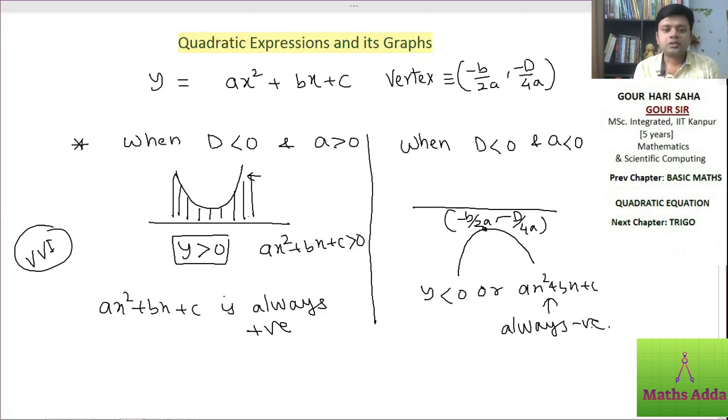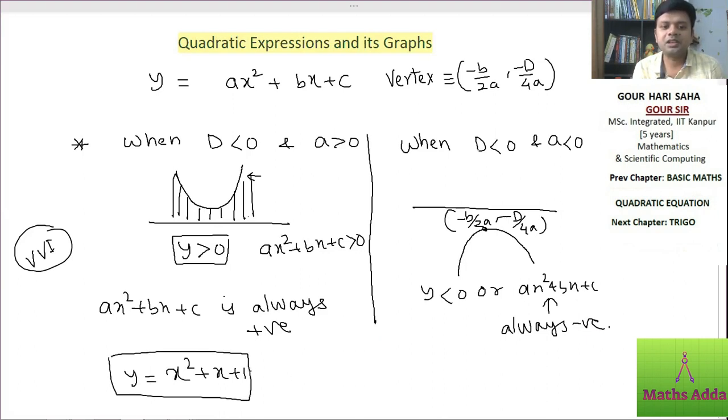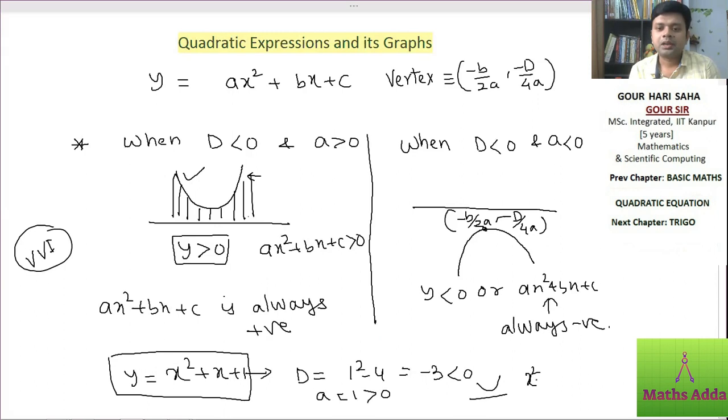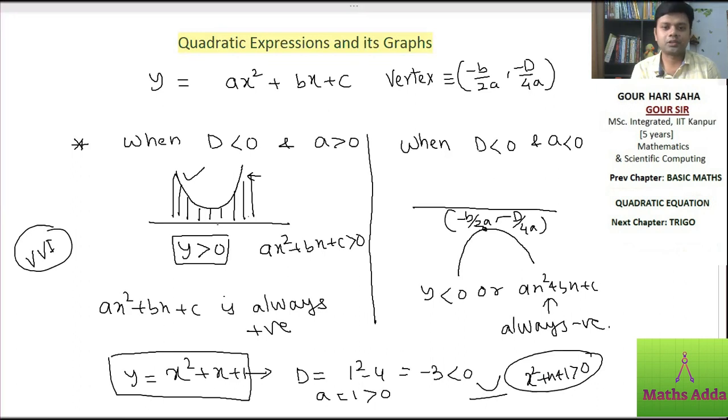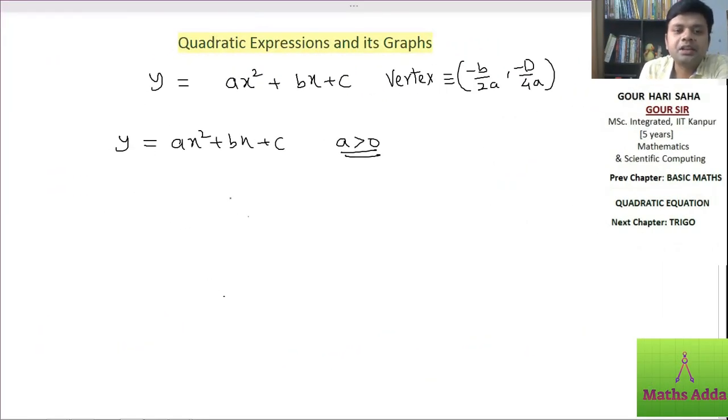So if I write here x square plus x plus 1, what do we know about this? What is d here? D is equal to b square, that is 1 square minus 4, that is equal to minus 3, less than 0. And what is a? A is 1, that is greater than 0. So d less than 0, a greater than 0, the graph will be always above the x-axis. So it is like this one, right? It will always be positive. So y is equal to x square plus x plus 1 is always positive. That's what we learned today, right? So now moving ahead. What is the sign when d is positive or 0? Let's see that also. We are looking at the situation when a is greater than 0.